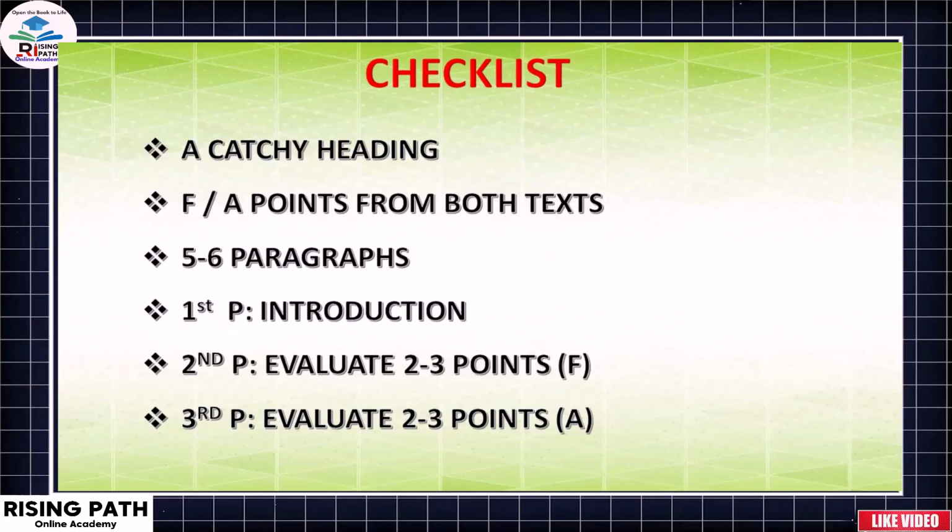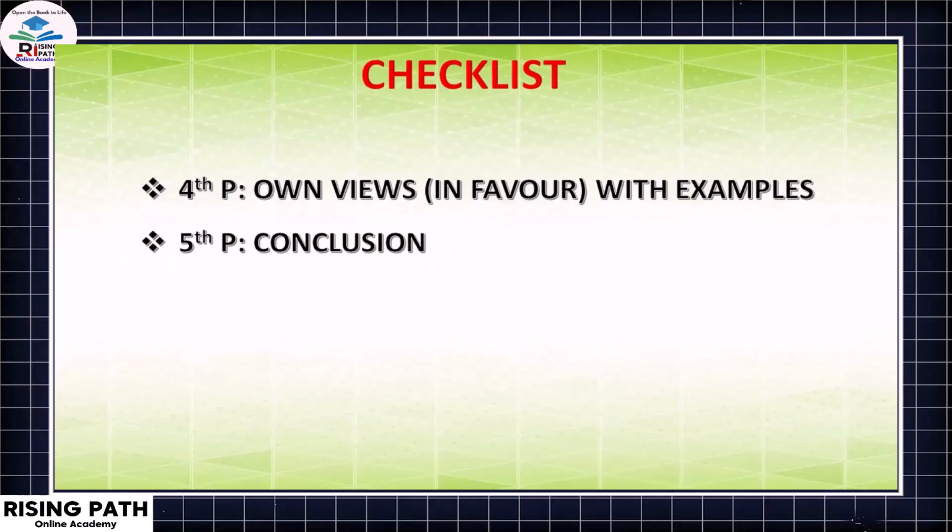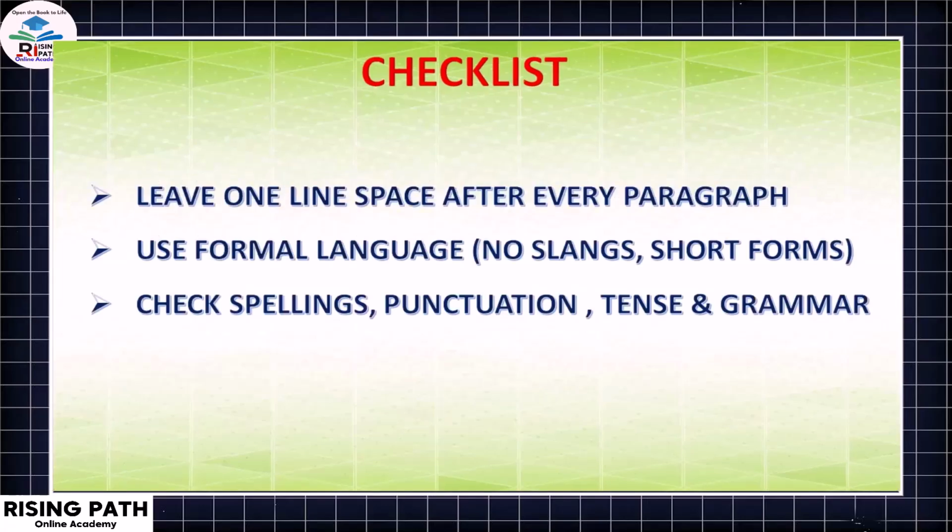The first paragraph is the introduction after the heading. Then the second is to evaluate 2 or 3 points in favor of protest. The third paragraph evaluates 2 to 3 points against the issue, and the fourth paragraph is your elaboration of content point number 2, that is, add your own views. In this article we have favored that protests are better for society, so you are going to elaborate or add your points in the fourth paragraph with one or two examples. The fifth paragraph is a conclusion, when we sum up.